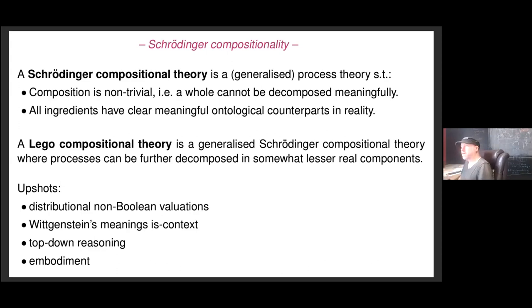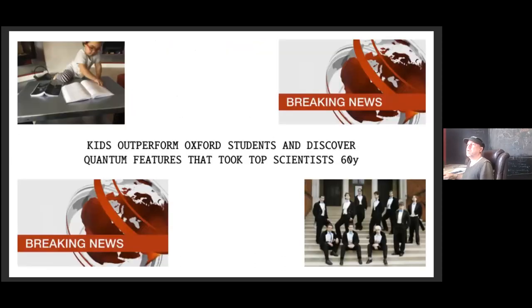You can do top-down reasoning from the meaning of the whole to the meaning of the parts. Something very important, which is completely absent in current machine learning AI, is embodiment of systems, which also fits very well in these pictures. And that's why we want processes to be real. They have to fit in the real world so that we get embodied systems.